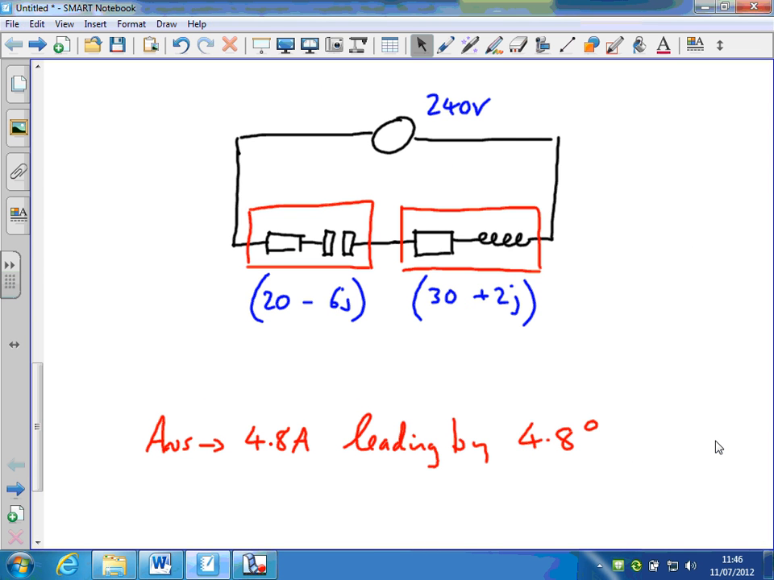So here we've got this extension question. We've got a 240 volt supply and two components in series, Z1 and Z2. Find the current flowing and its phase relative to the 240 volt supply. You should get an answer of 4.8 amps leading by 4.8 degrees roughly.